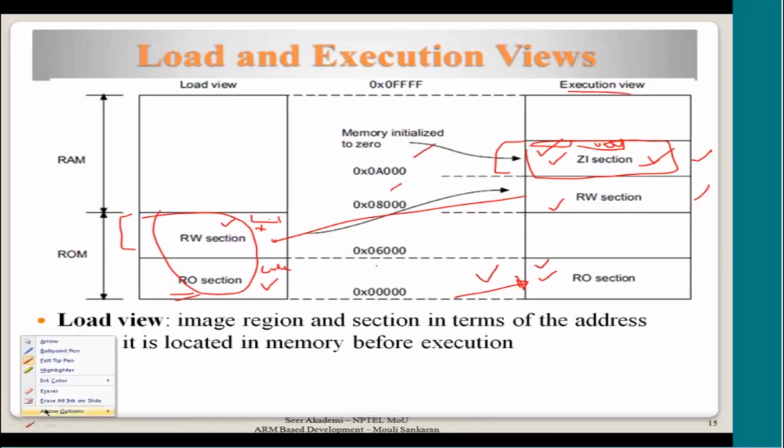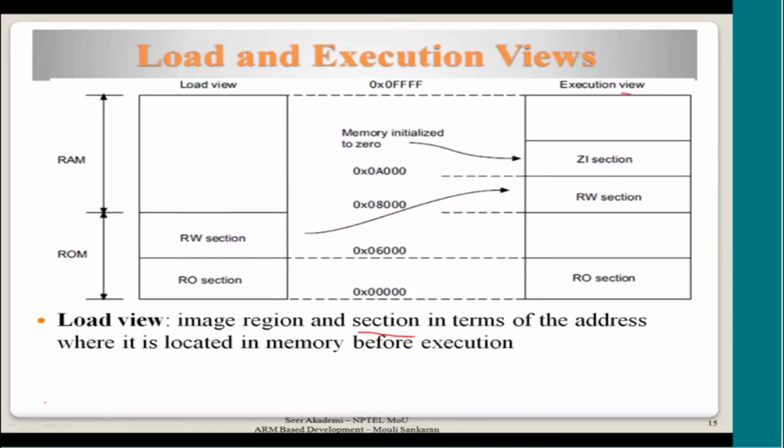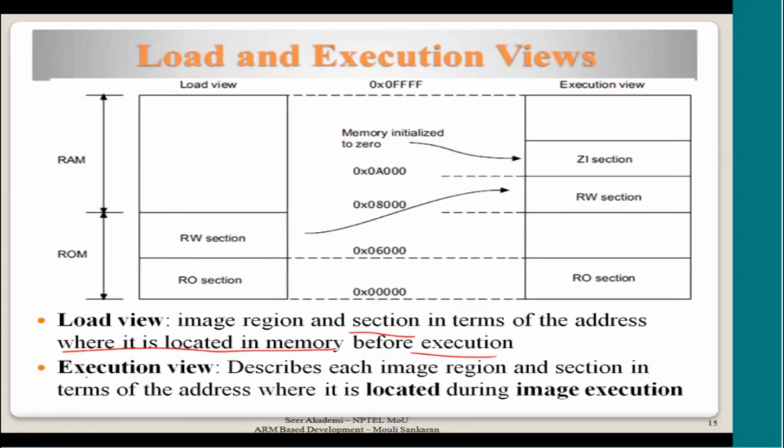So the load view describes the image region and section in terms of the address where it is located in the memory before execution, and the execution view describes the image region where it is located during the image execution. When execution happens, where this data area and the initialized area should be residing, these addresses, they should be copied. Before passing the control to the application, who does it? Maybe the OS or some other loader or some other software which comes in between to perform this job before giving the control to you.